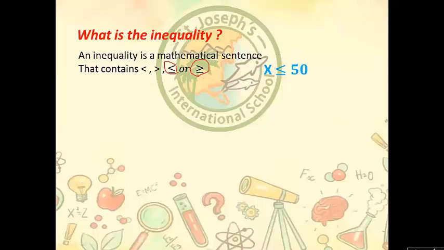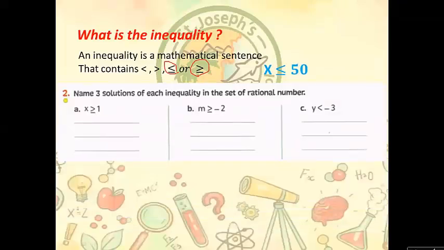Okay, let's solve to understand. Name 3 solutions of each inequality in the set of rational numbers. Letter A, x bigger than or equal to 1. It means x may be 1, yes, or bigger than 1: 2, 3, 4, 5, 18. So, first one, x equals 1. Is it bigger than or equal? Maybe 7, maybe 9, 10, x bigger than 1.